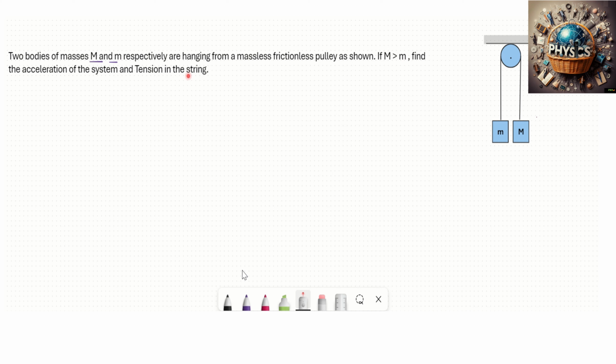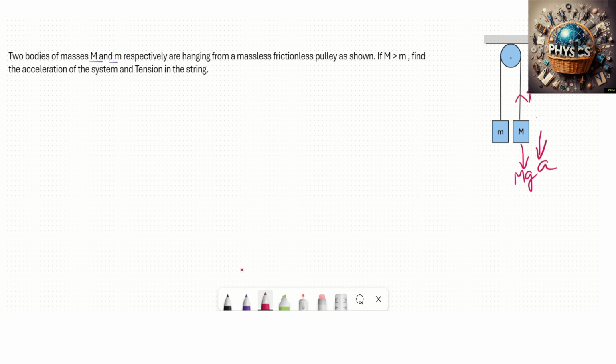So let us get started. The first thing that we need to do is to draw the free body diagram here. Obviously, since it is the bigger mass, it is going to move in the downward direction. So let the acceleration of the system be a, and this mass has a total weight acting downward of Mg, and let this tension be T. The string will also give a tension force.